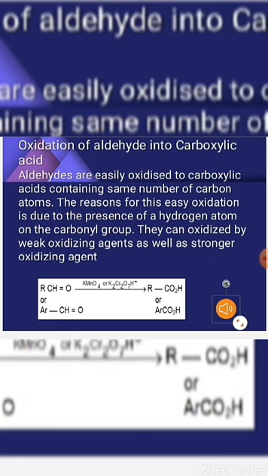Aldehydes are easily oxidized into carboxylic acid, and the formed carboxylic acid will always have the same number of carbons as the parent aldehyde. This property is because of the presence of hydrogen in the carbonyl group. Aldehydes can oxidize with weak oxidizing agents as well as strong oxidizing agents. The reaction may be RCHO gives RCOOH.